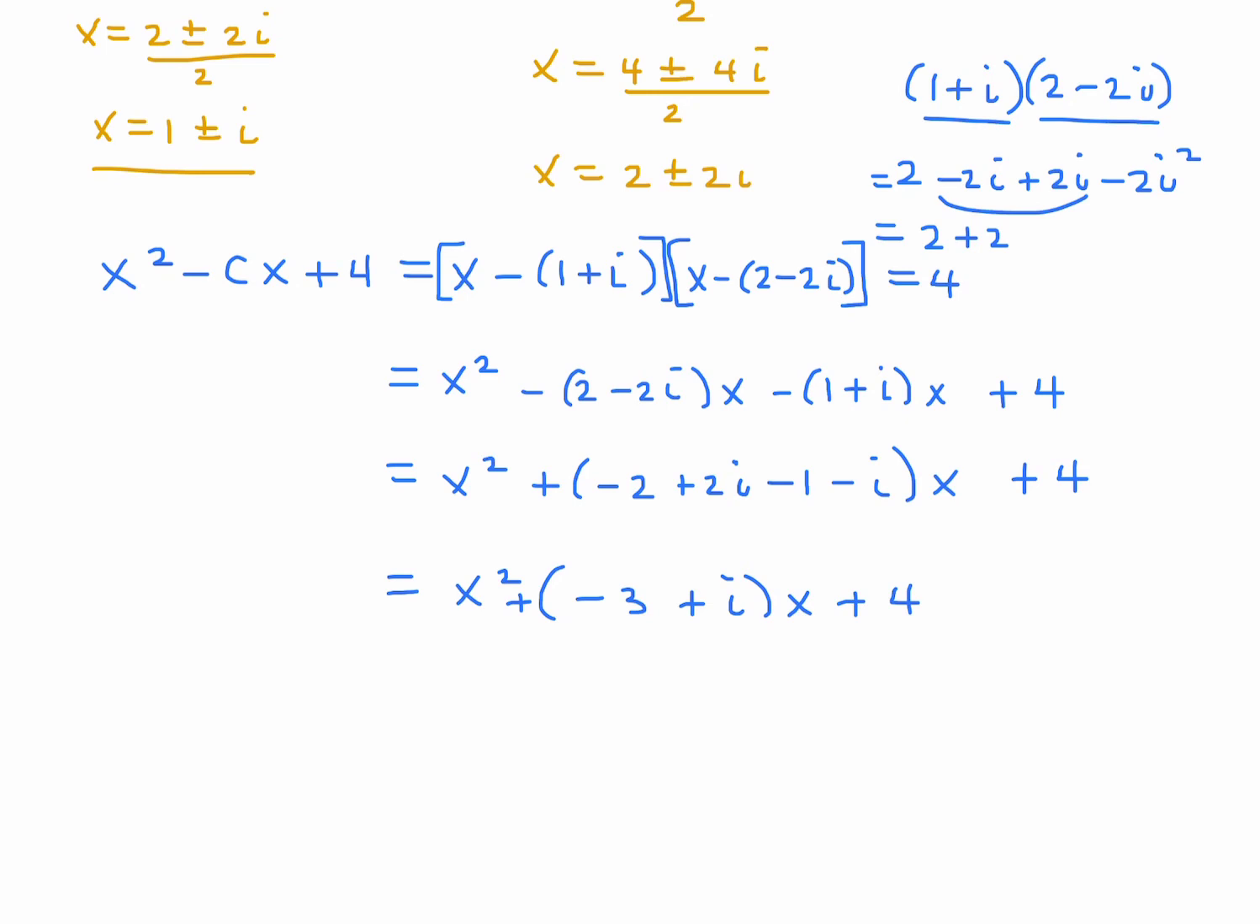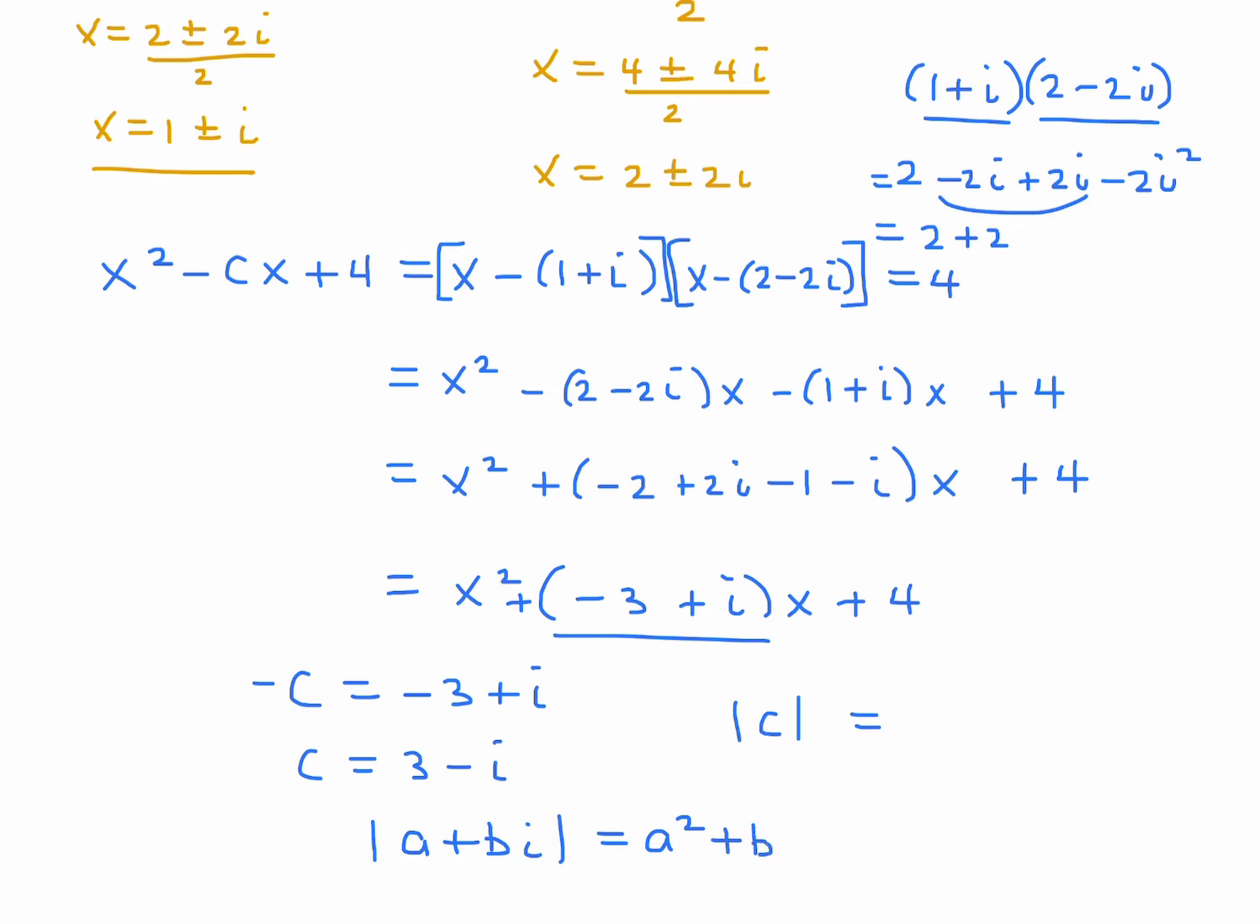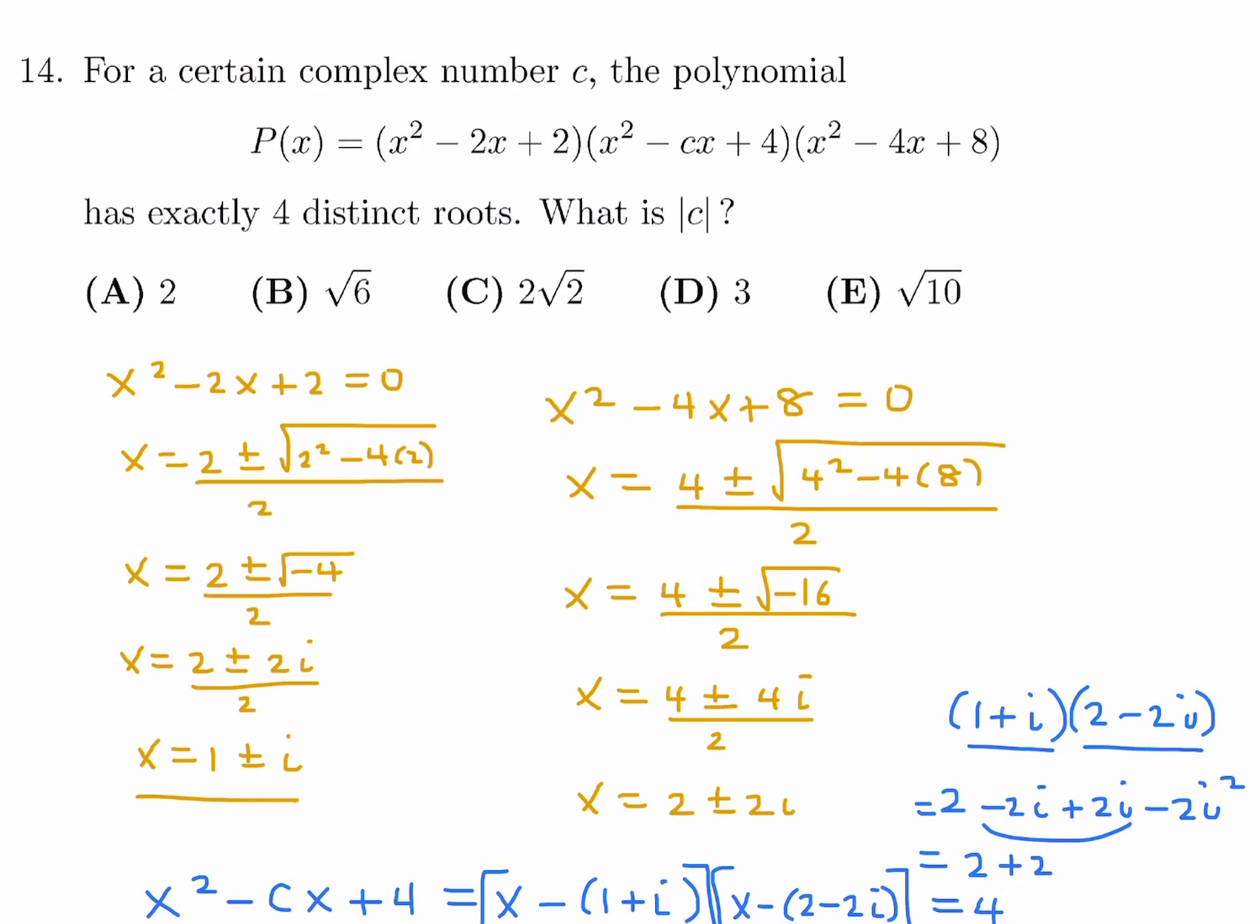Okay, so that means minus c is equal to this coefficient, minus 3 plus i. So that means c is equal to 3 minus i. So to take the magnitude of c, if you remember, for a plus bi, the magnitude is the square root of a squared plus b squared. So in this case, I have 3 minus 1i. Stick that 1 in there if you really want to. So that would be the square root of 3 squared plus negative 1 squared, and that is 9 plus 1, so root 10. So root 10 is the answer to number 14, which is E.